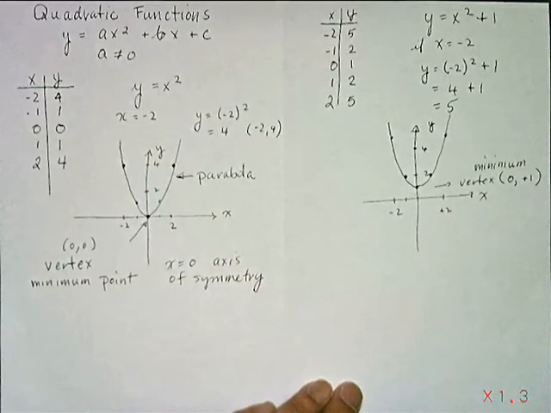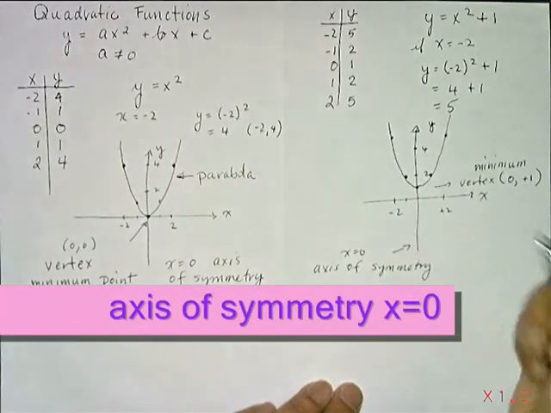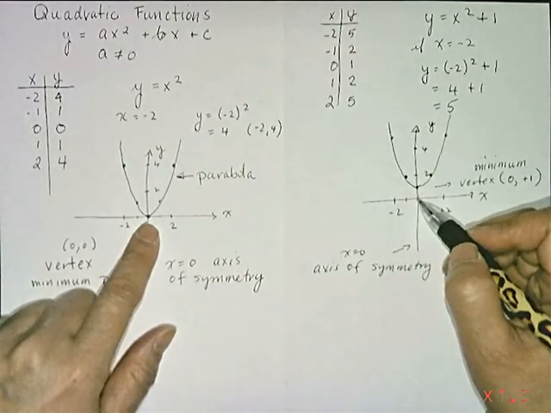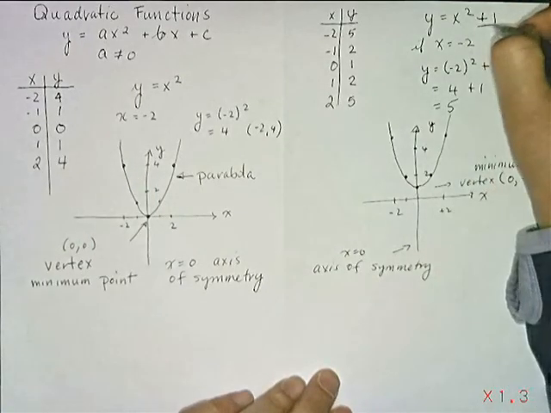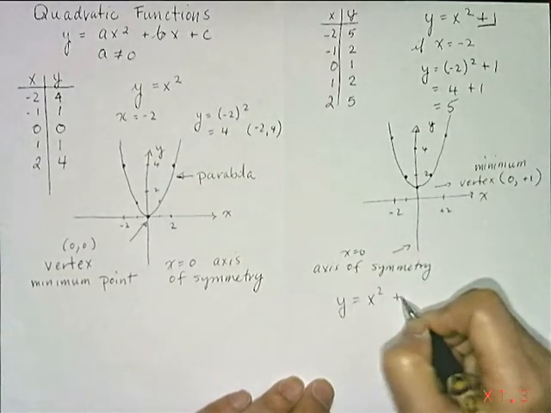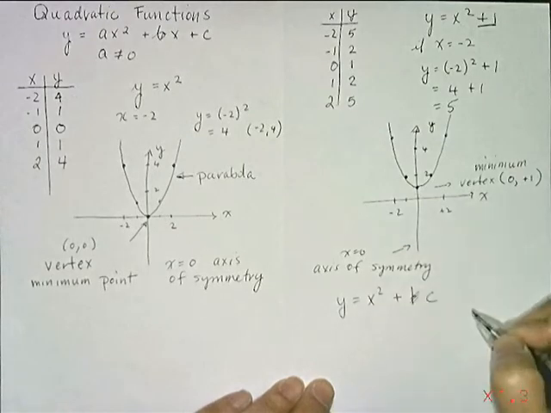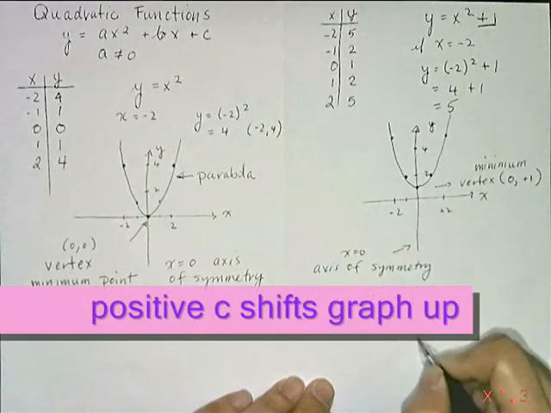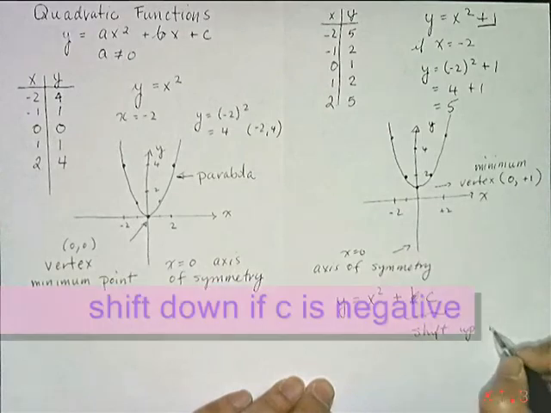The axis of symmetry is still x equals 0. And if I compare this shape to the original shape, notice that everything has shifted up 1. So this plus 1 here is a shift upwards. So adding 1, let's just call it C. C is the shift upwards. So C is a shift up in the y direction.